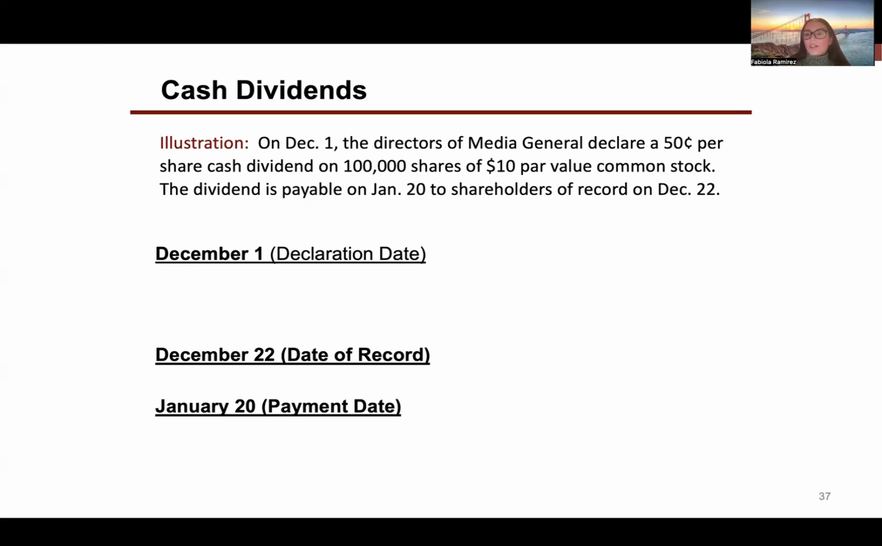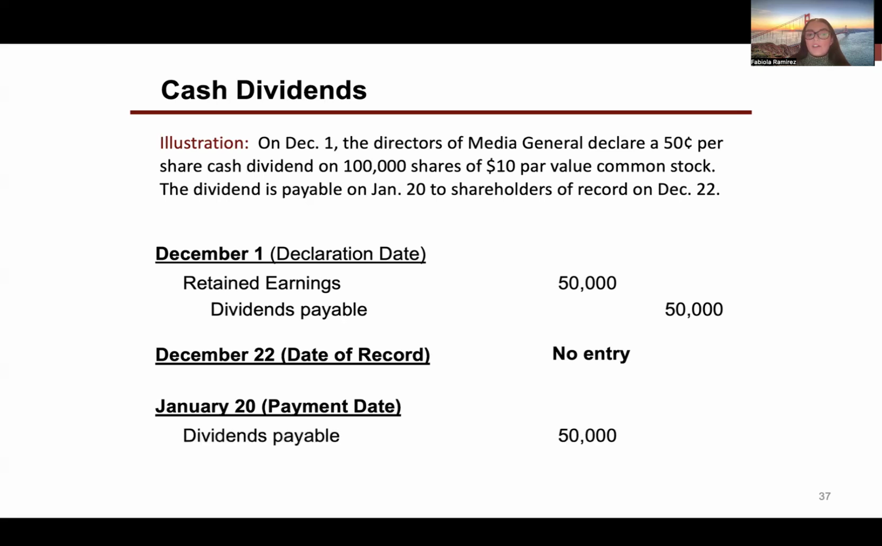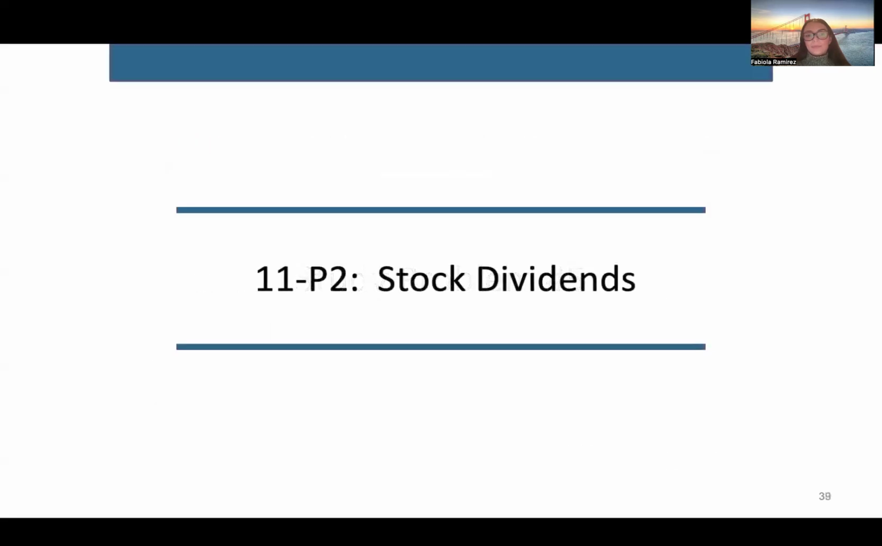On December 1st, also known as the declaration date, we reduce retained earnings and we credit dividends payable to record our liability. There is no entry on the date of record. However, on January 20th, when the dividend is actually paid, you debit dividends payable and you credit cash for the corporation.